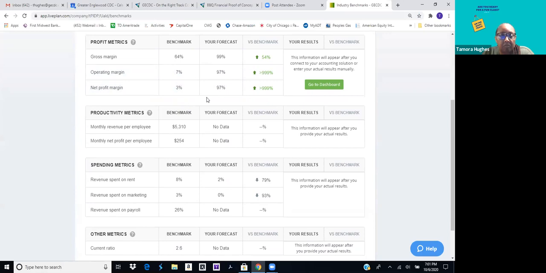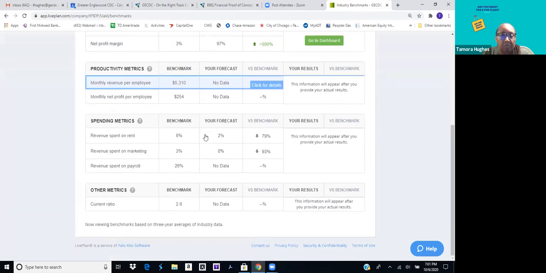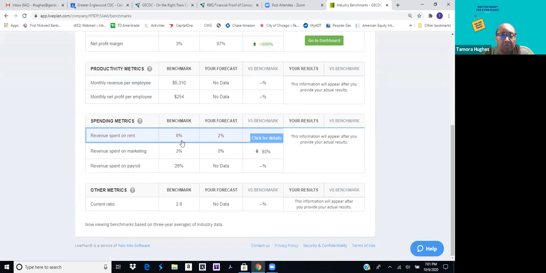The thing that's relevant is that it's a scale factor for the most part. Revenue spent on rent is 8%, and we came out about 8% as well. Monthly revenue per employee is 5,310. I counted the chef as an employee, so instead of 1.5 people, it was 2.5 people. Our revenue per employee came to $5,486, so we're above the benchmark.